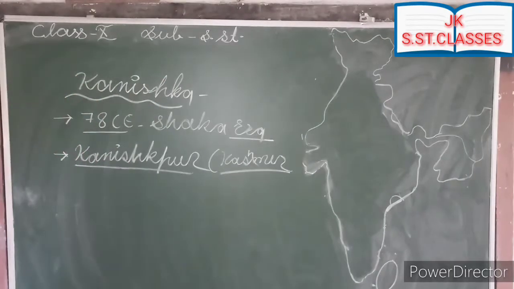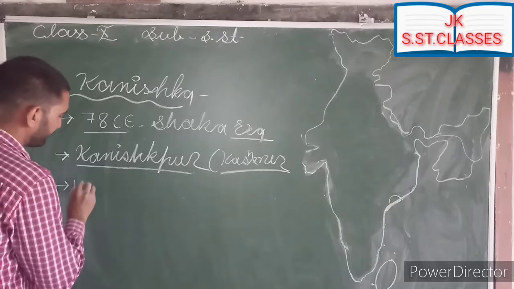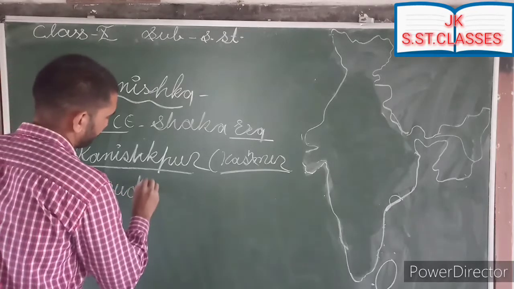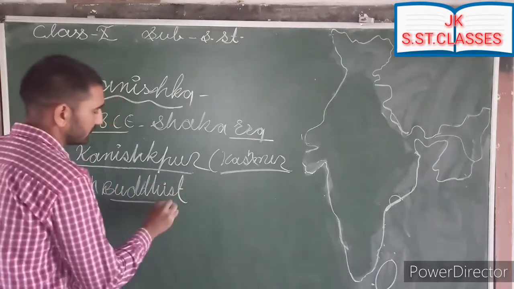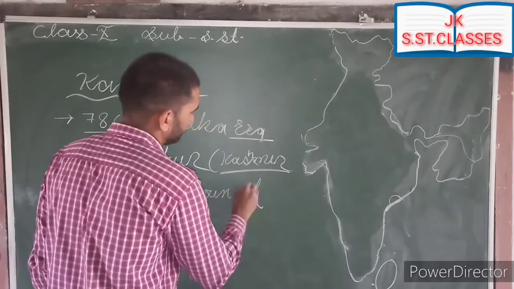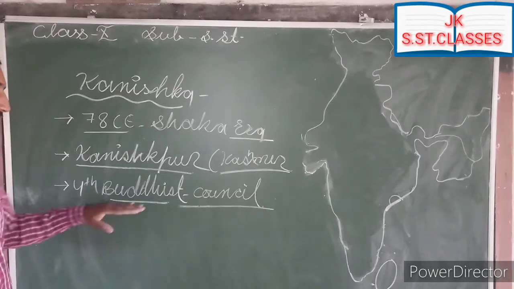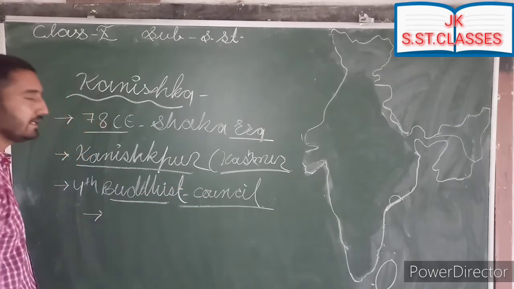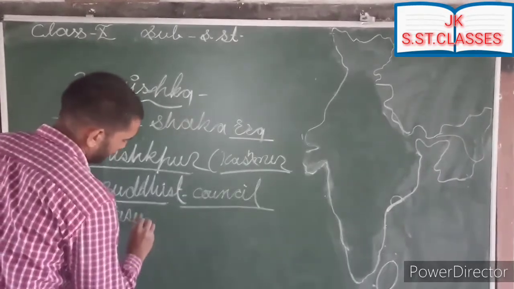Kanishka. After that, the next point is, at the time of Kanishka, fourth Buddhist council held at the time of Kanishka. Okay, fourth Buddhist council held at the time of Kanishka under the leadership of Vashumitra.